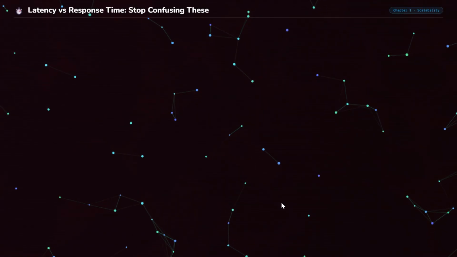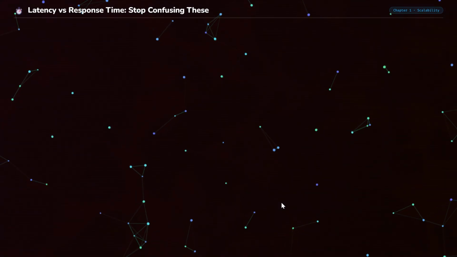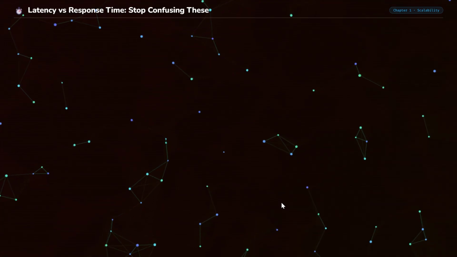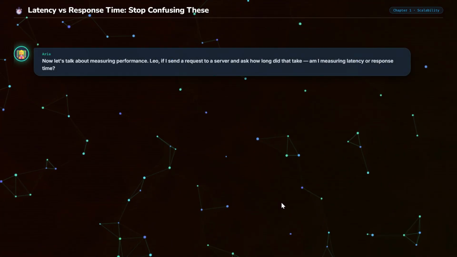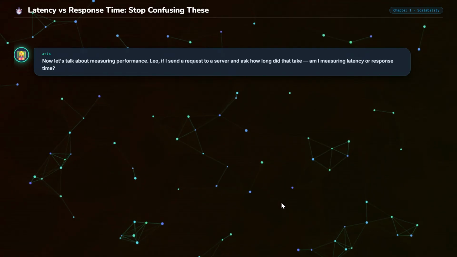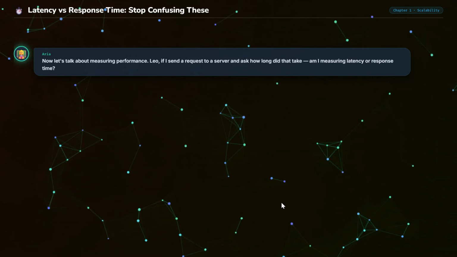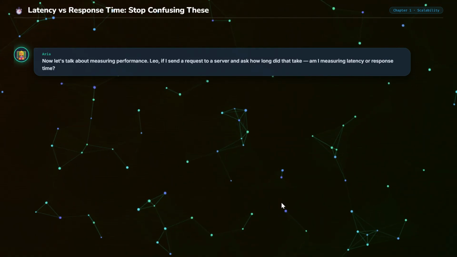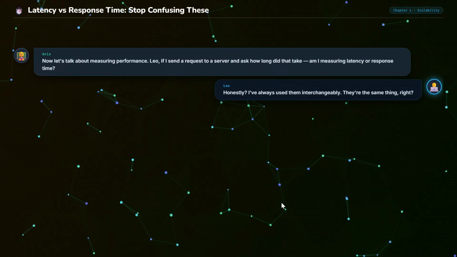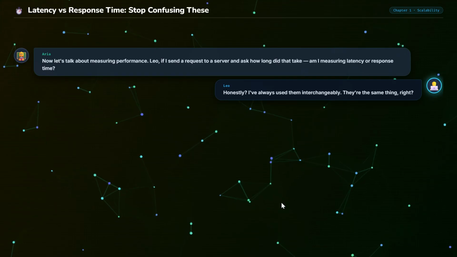Now let's talk about measuring system performance. And first, let's clear up two words that almost everyone uses incorrectly. Leo. Quick question. If I send a request to a server and measure how long it takes, am I measuring latency or response time? Honestly, I have always used those two words completely interchangeably. Is there a difference?